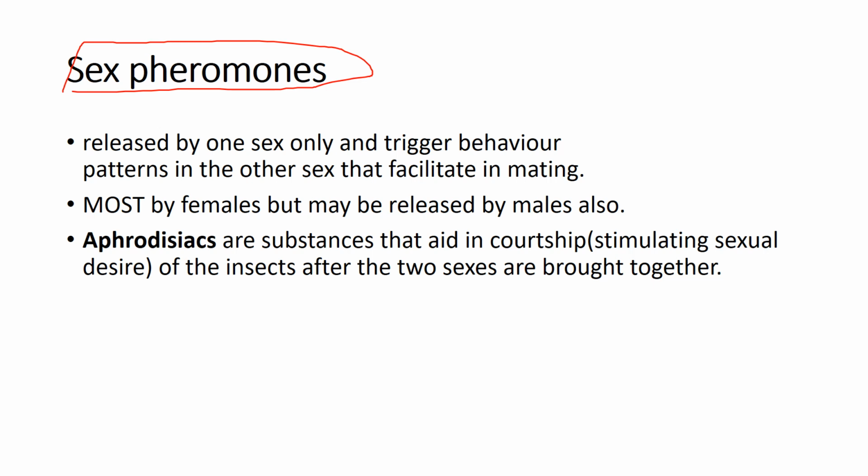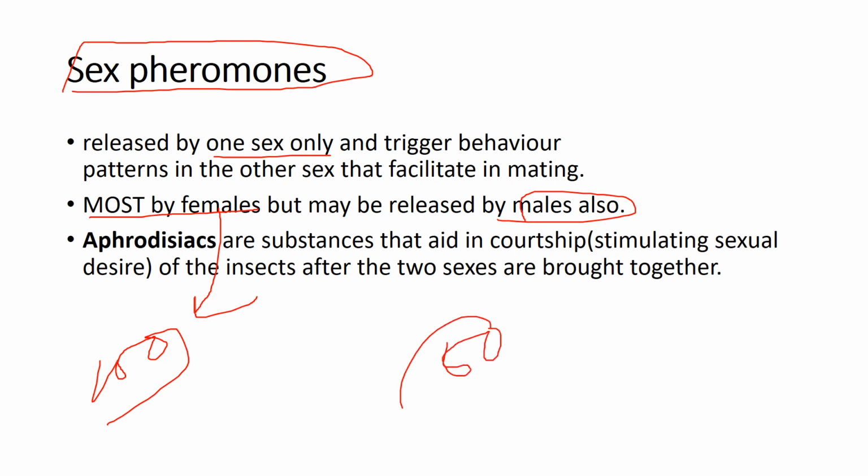I'll tell you what the methods are, but before that you need to remember these things. It is released by only one sex, as I told earlier, and mostly it is by the females. Of the identified pheromones, we have almost 150 kinds of female pheromones, whereas in males there are only about 50.